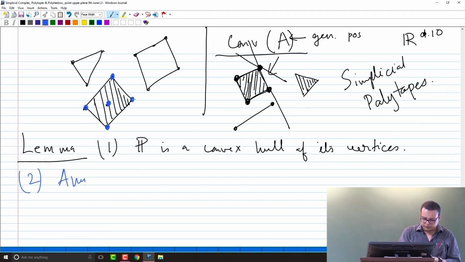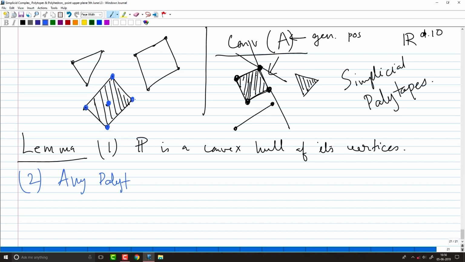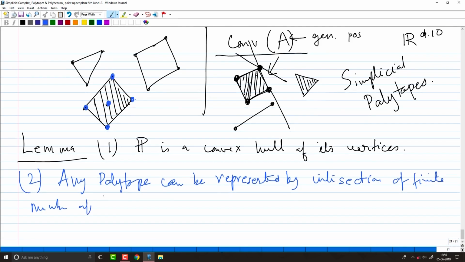Second thing that we want to use is, any polytope can be represented by an intersection of a finite number of half planes. So, what is a half plane? You have this H, you have H plus or H minus. A half plane will be like H union H plus or H union H minus. Sometimes I denote H union H plus by H greater than or equal to 0, and H union H minus by H less than or equal to 0.